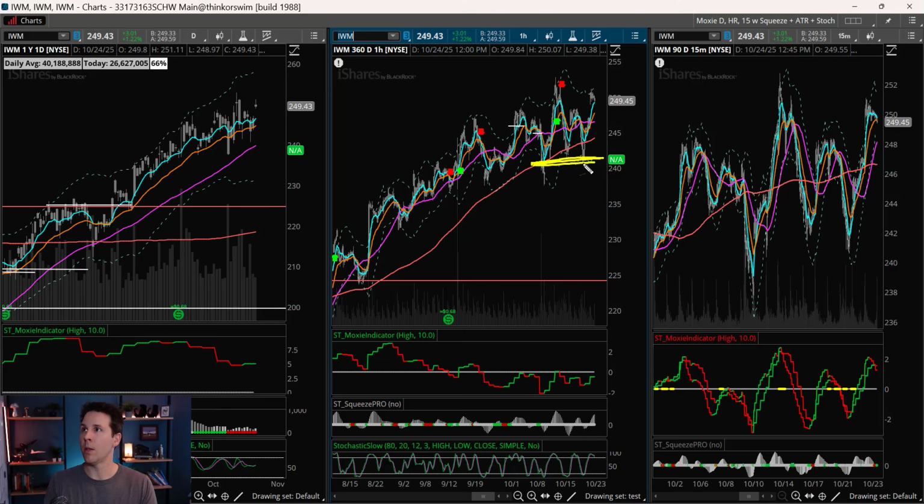You could even make the argument that we had our double bottom in through here and that we had our divergence up in here. And I'm just waiting for, probably Monday or Tuesday, the Moxie Indicator will fire green. And again, we have a squeeze here on the IWM. So I don't see anything bad here.